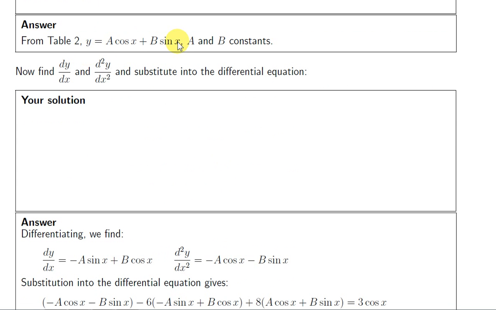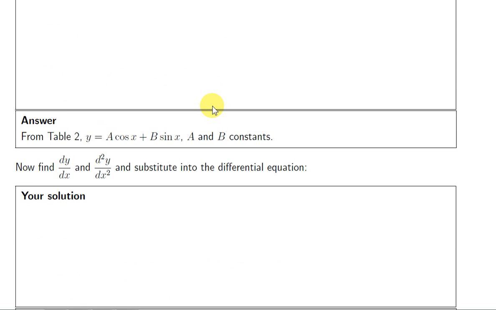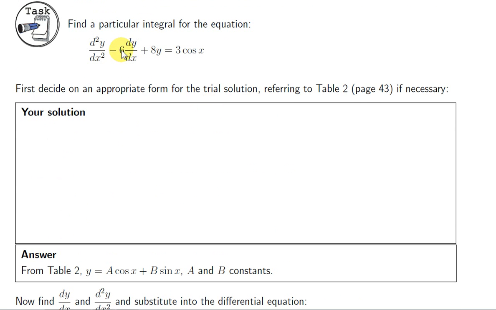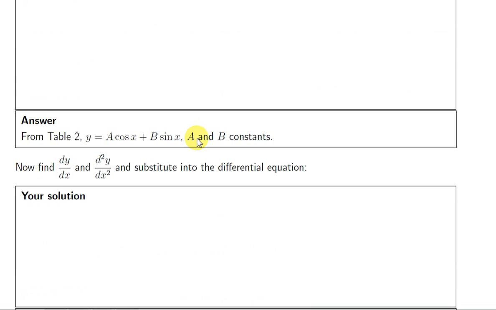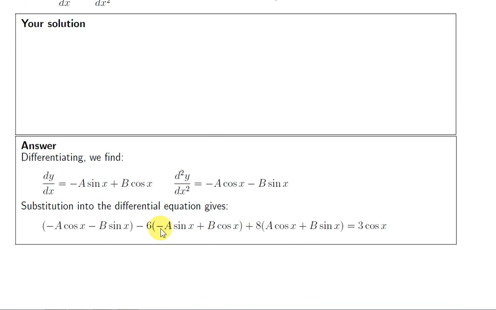So let's take the first derivative of this. The derivative of cos of x is minus sine x. The derivative of sine x is cos x. Now for the second derivative, differentiating sine x, we get cos x. If we differentiate cos x, we get minus sine x. So now we substitute these and of course y into the differential equation. So we substitute it into this here, and this is what we get.